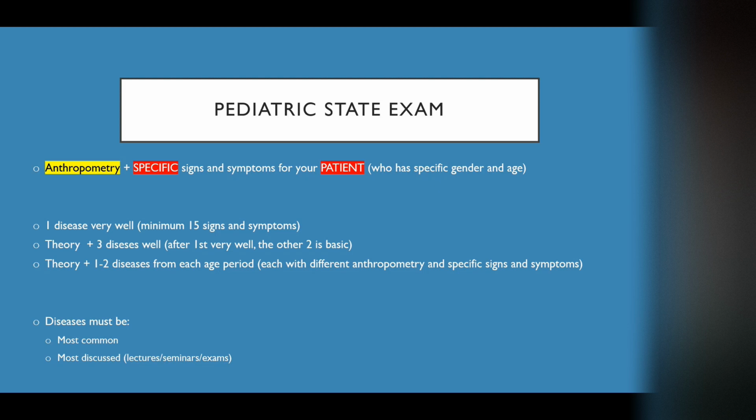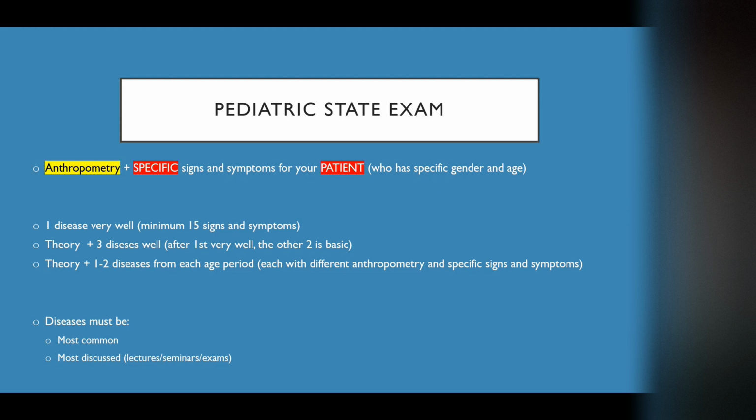Another important thing for pediatrics is that the signs and symptoms are specific to your patient. Your patient has a specific gender and a specific age as well. So what Professor Honzik likes to do, and Professor Zeman, is ask you to name your patient to be on the same page. They would tell you, okay, you have a patient, his name is Honza. He's a boy, he's 5 years old. So tell me everything about him.